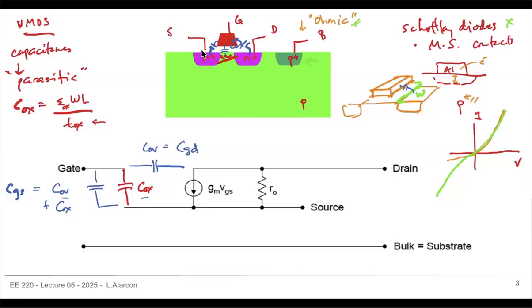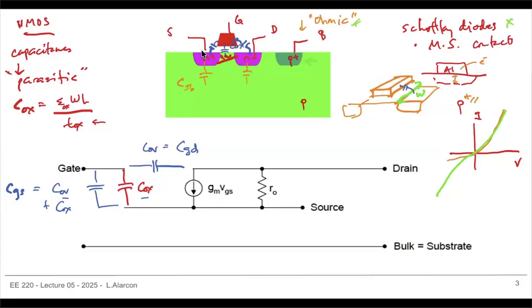However, if you look at this, there's still a bunch of other caps present. And one of them really is our junction capacitances, right? So you know that this is an N going into a P, that's a PN junction, that gets you a junction capacitance, right? That's a capacitance from source to bulk.